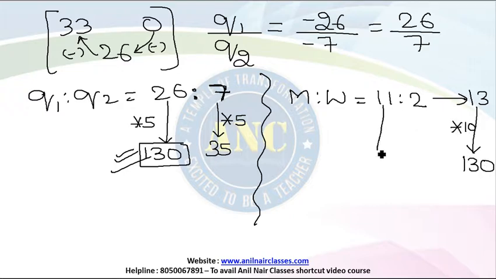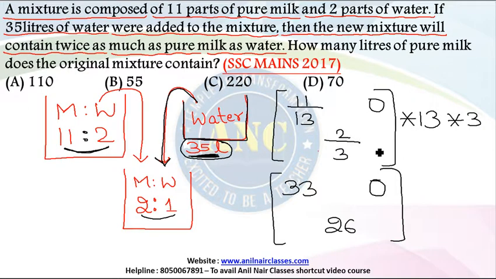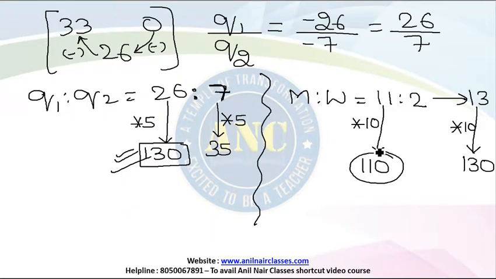Multiply by 10. The question is asking how much pure milk is there in the first vessel? It is 11 into 10, 110. Simple way of solving, sir. I do not want you to use variables like 11x and 2x or 2y, whatever it is, and I definitely do not want you to use any formulas and keep wasting your time. This is one of the best methods to be implemented, which we will consider as the ANC way of solving. I hope the idea is very clear for each and every student who is listening to this video.